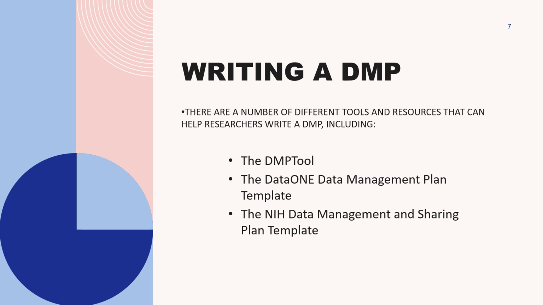Get feedback. Once you have written your DMP, it is important to get feedback from your research team, and this will help you to identify any areas that need to be improved. Keep it up to date. The DMP should be kept up to date as the research project progresses. This will ensure that the DMP reflects the current state of the data management.